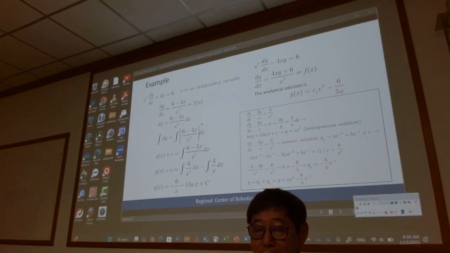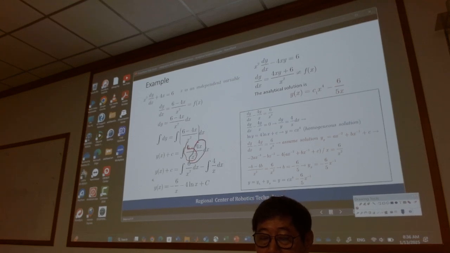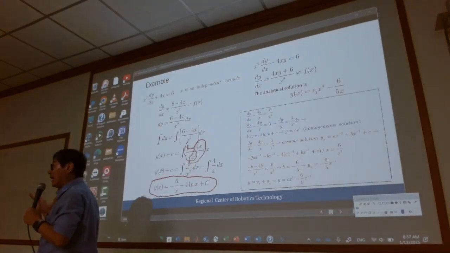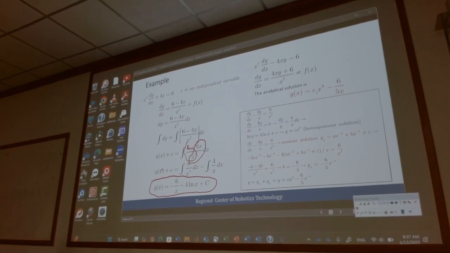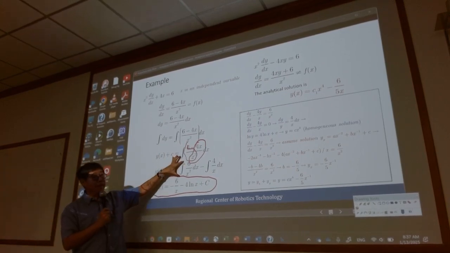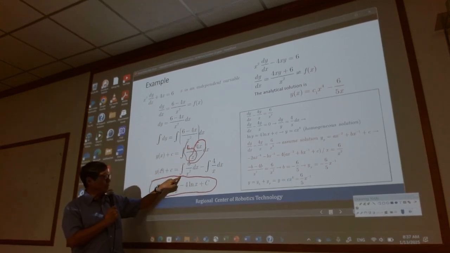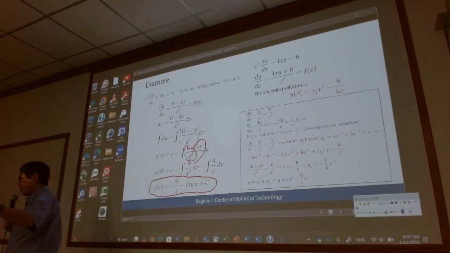So you need to integrate this one. Again, you can integrate by separating it into two terms, integrate each term, and combine them. So you have this one. This is called direct integratable, because it is an indefinite integral, so you have a constant. If you put in boundaries, it means C can be solved.